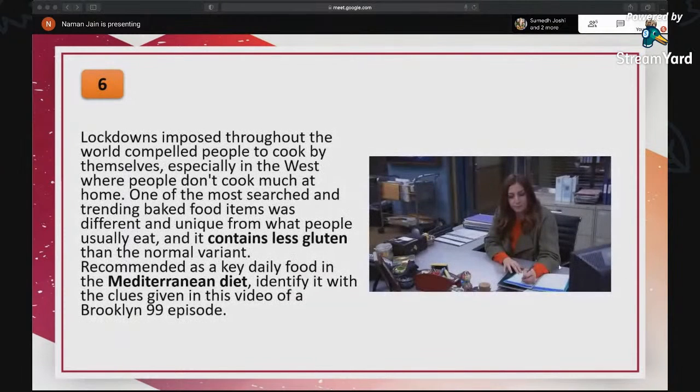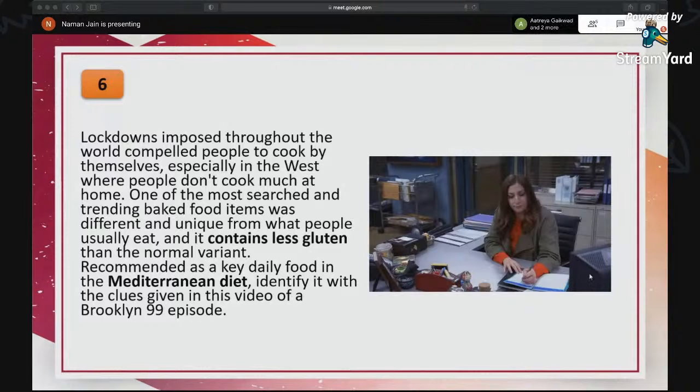Lockdowns imposed throughout the world compelled people to cook by themselves. A lot of people were cooking by themselves, especially in the West, where people don't cook much at home. One of the most searched and trending baked food items in the West was a different and unique form from what people usually eat, and it contains less gluten than the normal variant. Recommended as a key daily food in the Mediterranean diet, identify it with the clues given in this video of a Brooklyn Nine-Nine episode.